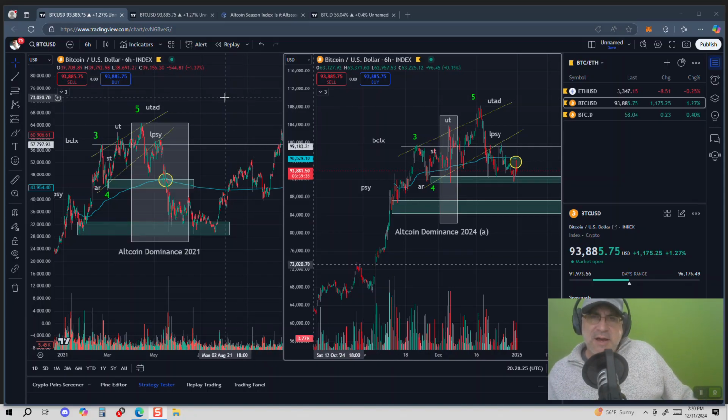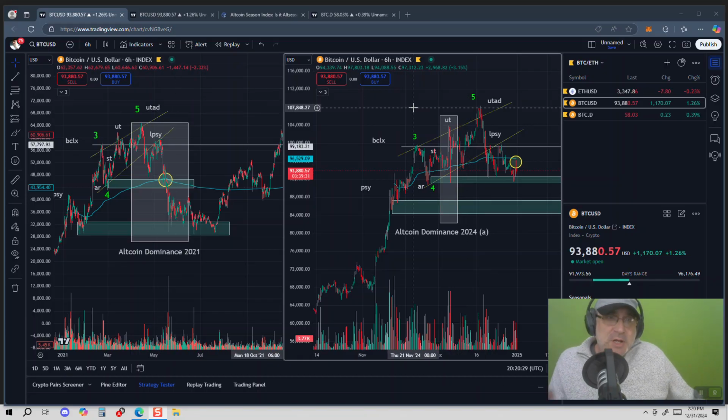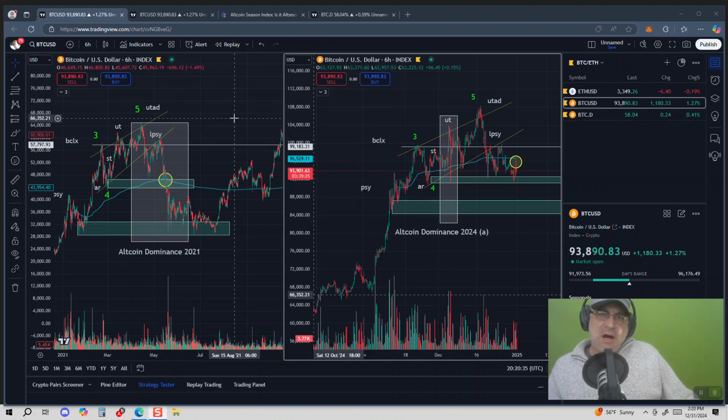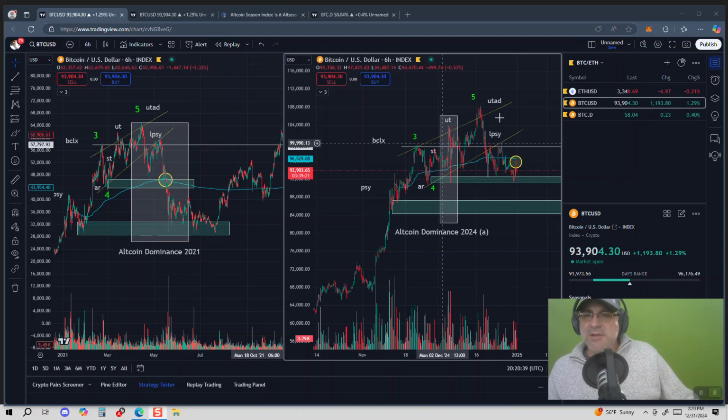Now, it used to be where I had this one on the macro and this one on the micro. Today we're going to look at both of them on the same equal time frame of 6 hours. So this is the distribution that we had back in 2021, and this is the distribution that's currently playing out that we're in.